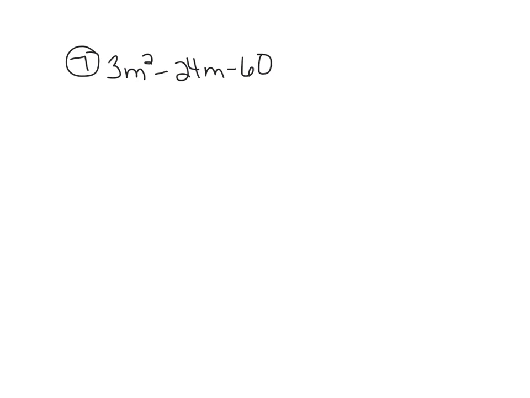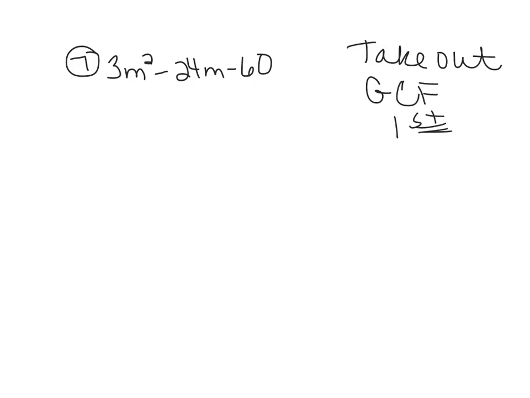3m squared minus 24m minus 60. Anybody looking at the three numbers, what is the first thing you should do before you start guessing and checking? All right, hopefully you guessed. Take out the greatest common factor first, if there is one. So the greatest common factor here was a 3. You're left with m squared minus 8m minus 20, and then you continue like normal. Keep the 3 on the outside though.